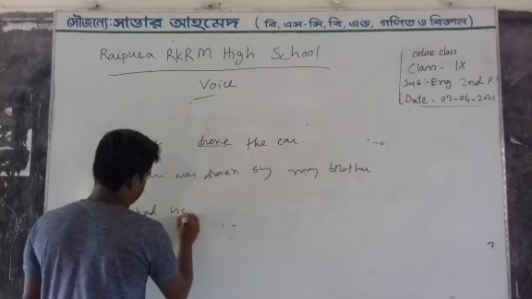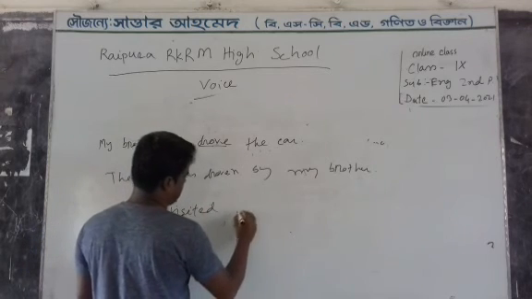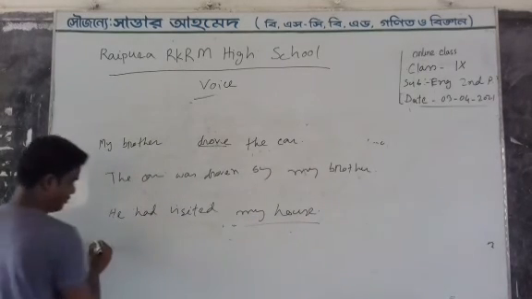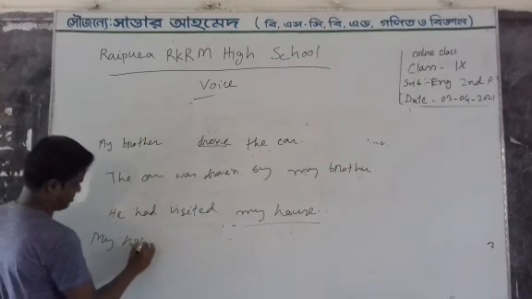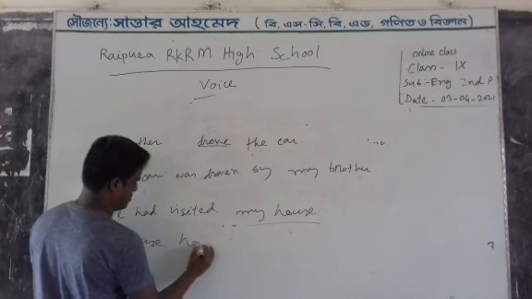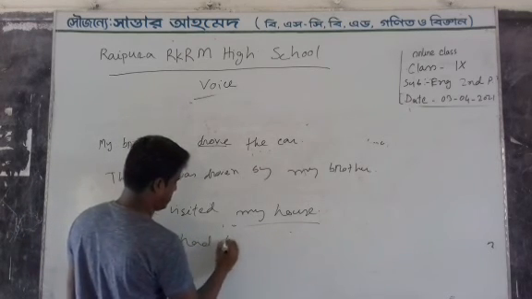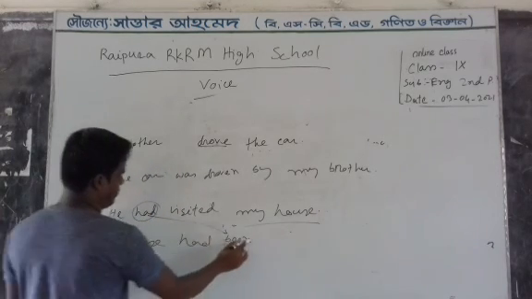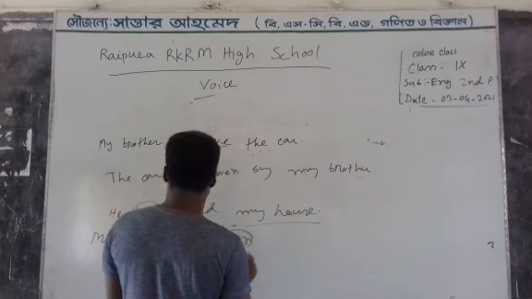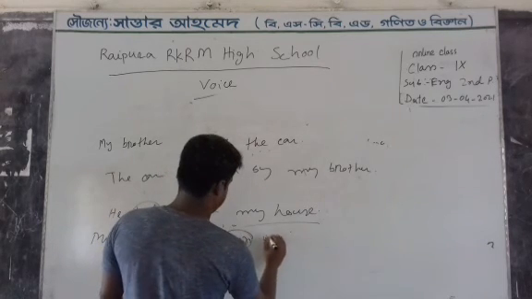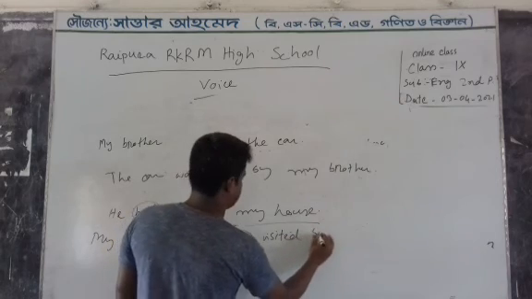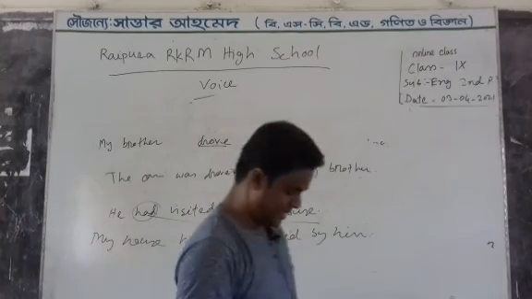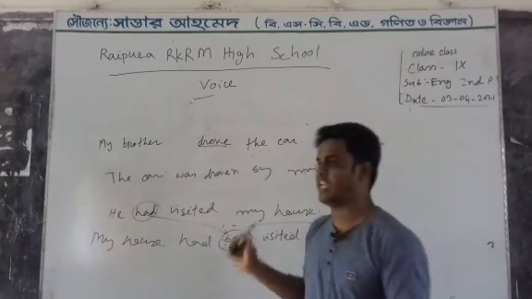Again, if I write, he had visited my house. This is the object, so it will be the subject. My house had been, as it is past perfect, we have to use an extra been with it. My house had been visited by him. So these are the basic rules of changing voices.